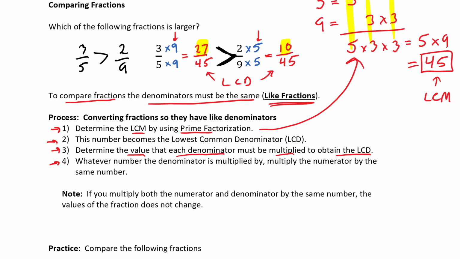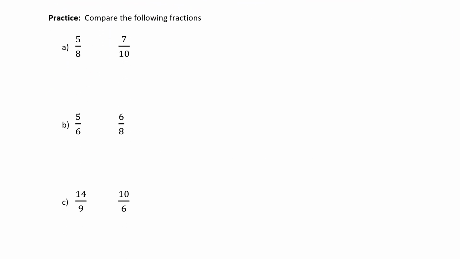Whatever number the denominator is multiplied by, multiply the numerator by that same number. Remember what I just said? Make sure you multiply the top and the bottom number by the same number. As I stated, the value does not change if you multiply both the top and the bottom by the same number. Multiply by different numbers or divide by different numbers, you change the value. Don't do that. We have 3 practice problems to finish off today's lesson.